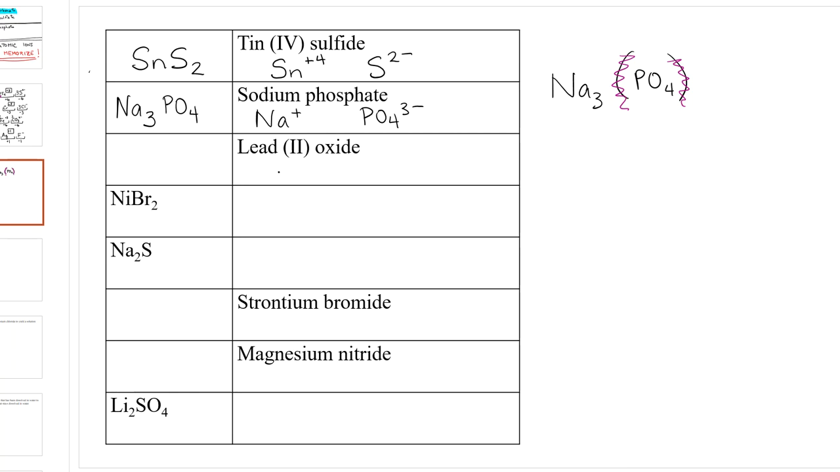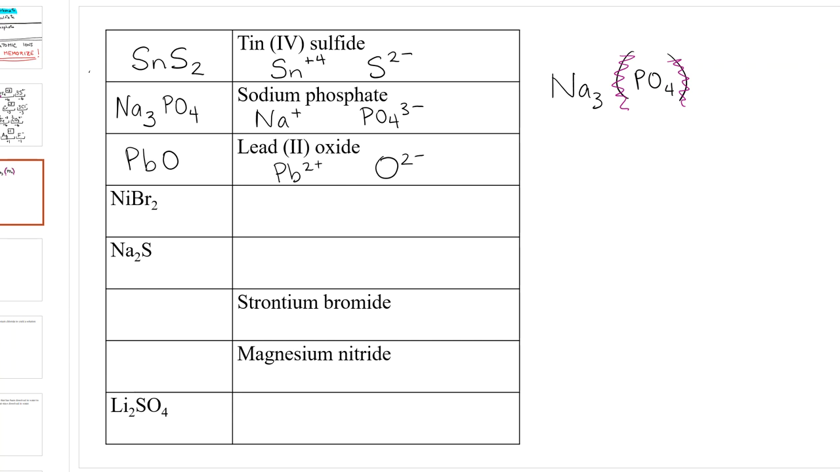Lead-2 oxide. Lead is one of the transition metals. Lead-2 means that we have lead with a 2+ charge. Oxide is based on oxygen. Oxygen is in group 6. It gains 2 electrons to look like a noble gas. So that means that the oxide ion has a 2- charge. So PbO is the chemical formula for lead-2 oxide.